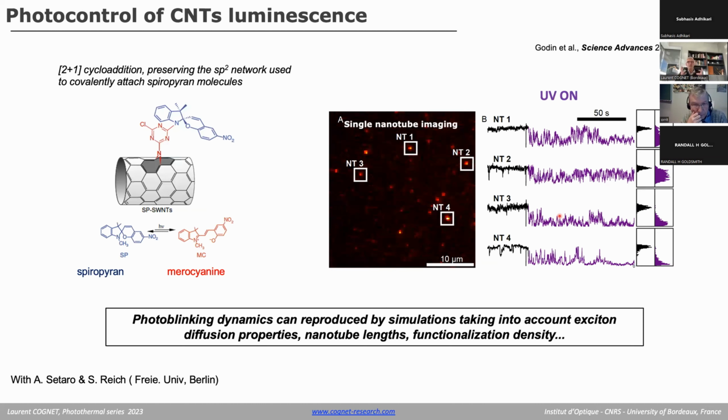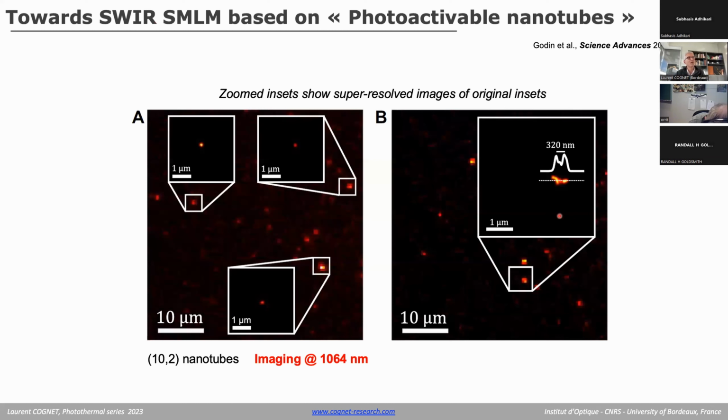But what is interesting, if you think globally, is that this behavior is exactly the behavior you want for photoactivatable, photo-switchable molecules for super resolution imaging. So we did a first, very simple experiment, where we tried to use this photoblinking to localize the carbon nanotubes like you do in PALM, for instance. Here you have some insets showing the super resolved image of this object. But the most interesting is here.